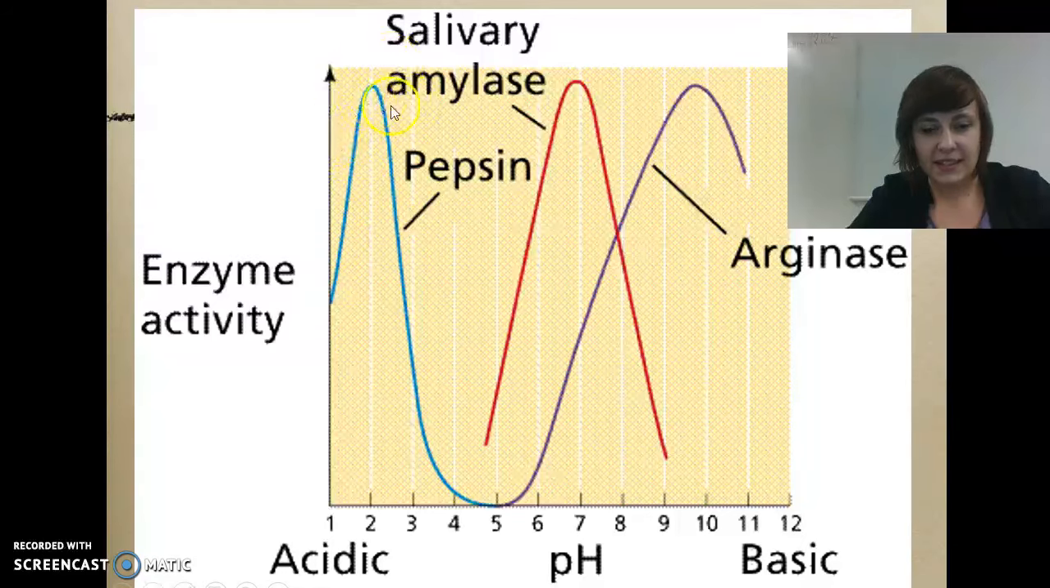Pepsin works best at really low pHs, so it's got the highest enzymatic activity here. Amylase, which is in your spit, works best over here. And then arginase, which does something else, works best when it's more basic. So that's kind of enzymes.